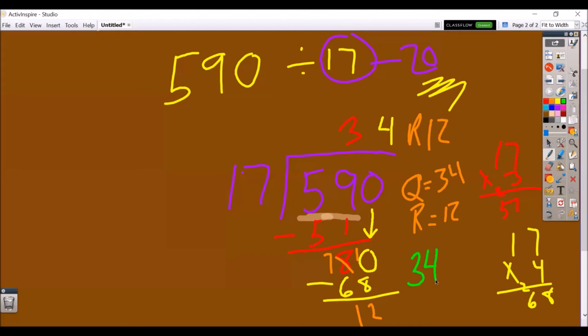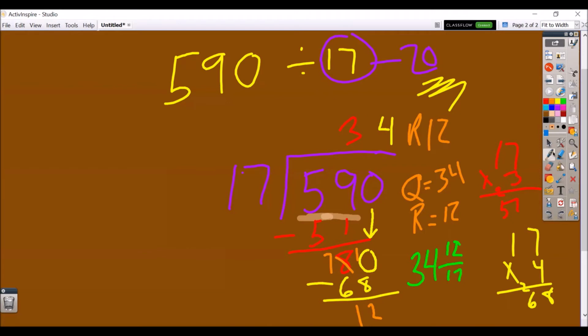Well, the quotient's our whole number. There's 34 whole groups that were equally passed out. But then there was 12 leftover pieces out of the whole divisor of 17, because every time we have 17, we can make a new group. So 34, 12 17ths, or an easier way to say it is 34, 12 over 17.